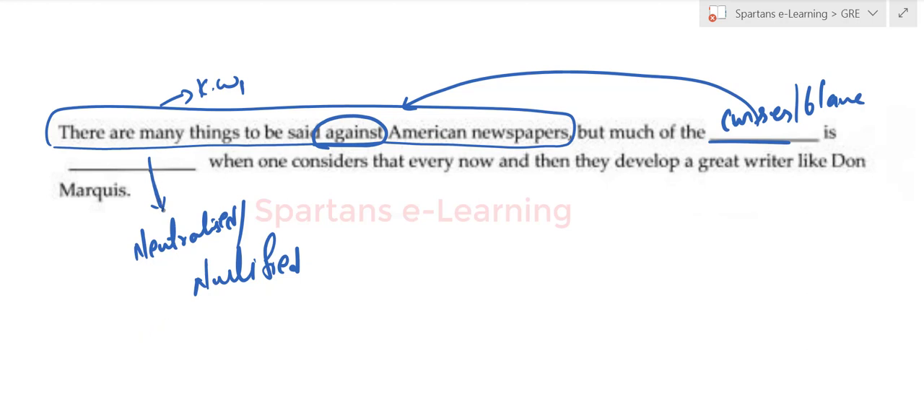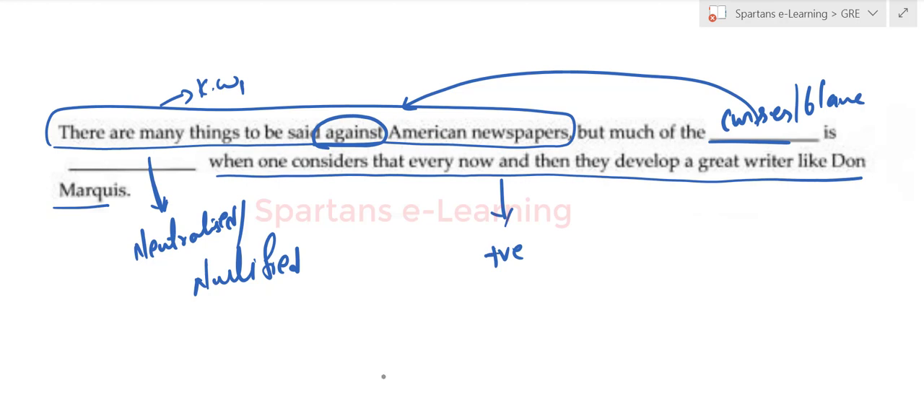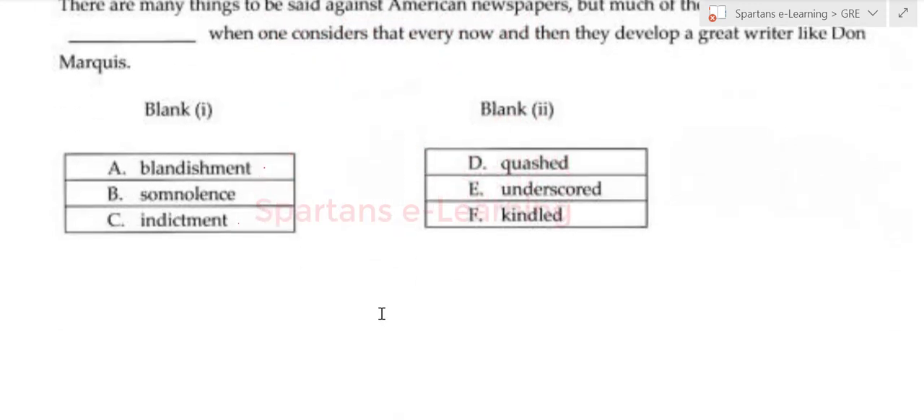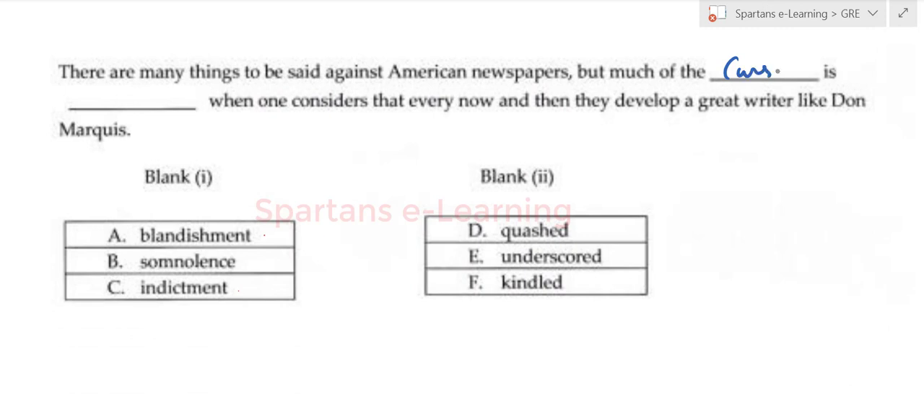Again, what is the keyword to identify this blank two? It is this one. When one considers that every now and then they develop a great writer like Don Marquis, this is completely a positive thing, right? Positive thing. So these curses are neutralized because of this particular positive thing, right? So we have to go with curses and neutralize. So let's check our options.